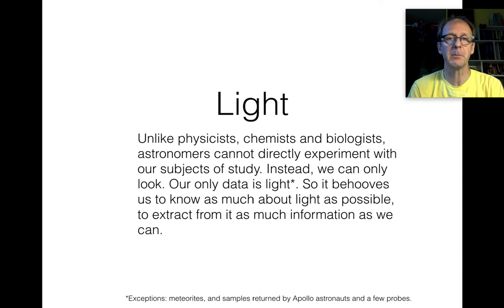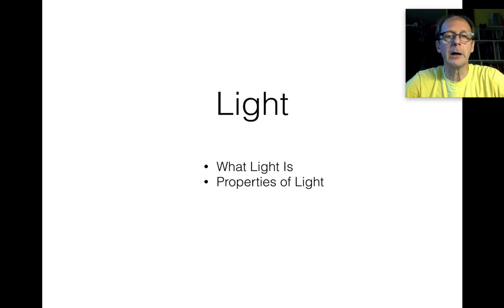Moon rocks brought back from the Apollo landings, meteorites, and we've sent a few probes out, rovers on Mars, things like that. But for the most part, astronomers are limited to using light from afar. And we can't manipulate our objects of study. So it behooves us to know as much about light as possible so that we can extract from it as much information as we possibly can. So our topics for today are just to talk about what light is and some of its basic properties.